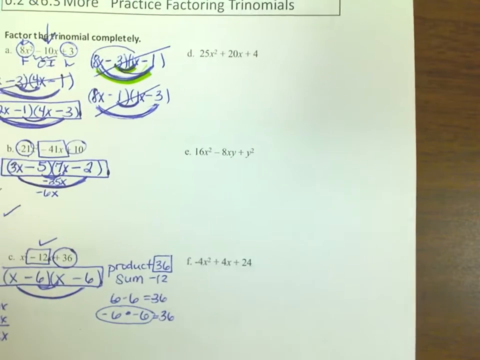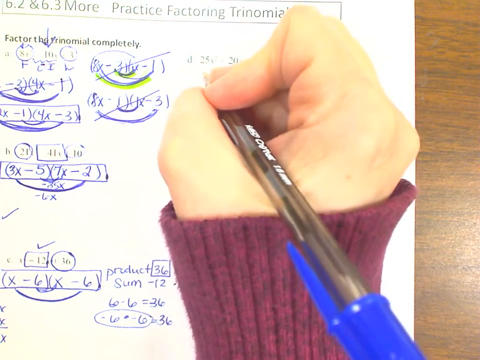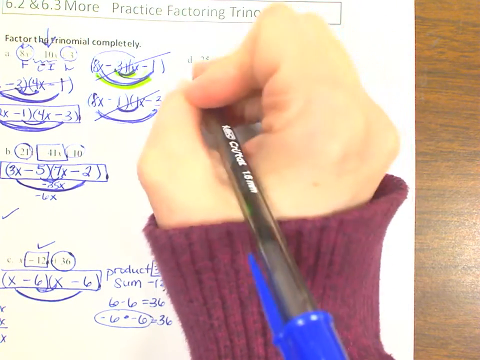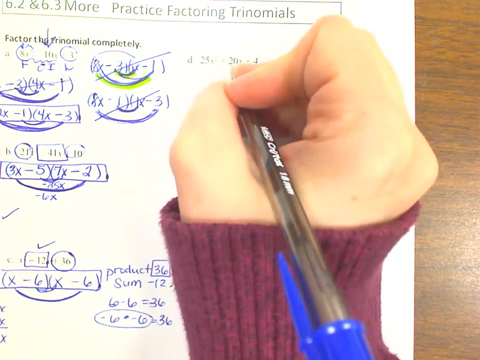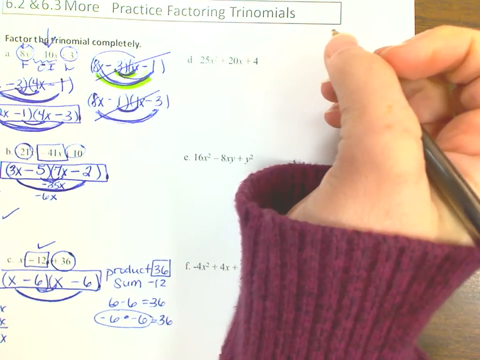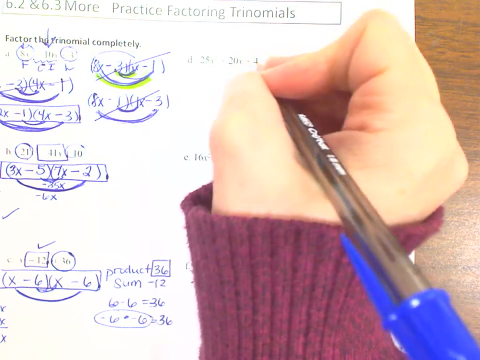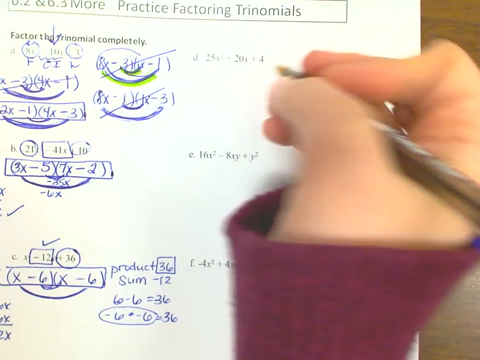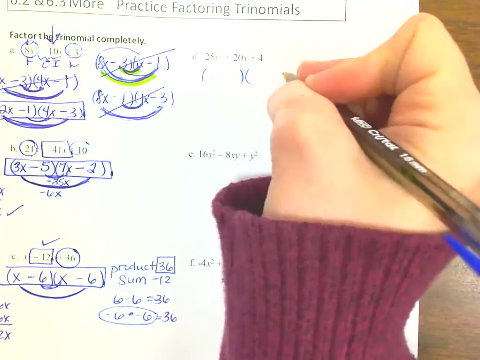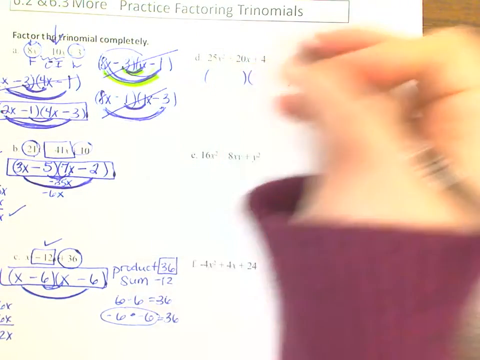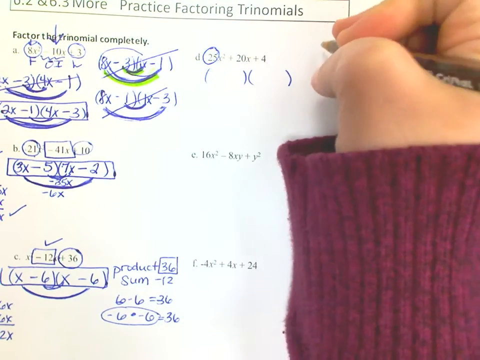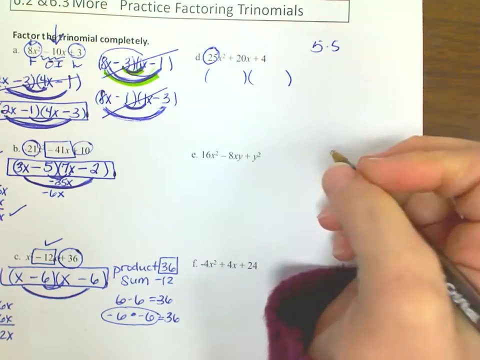Okay, let's come up here to letter D. All right, first look for a GCF. 5 comes out of the first two terms, but it doesn't come out of the last one, so that's not going to work. 4 will come out of these two, but not out of 25, and there's no GCF here. So we're just going to break down to our two binomials, and we're going to think of the factors of 25. 5 times 5 makes 25, so we could try that out.